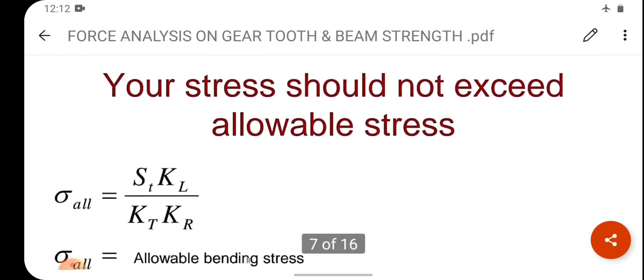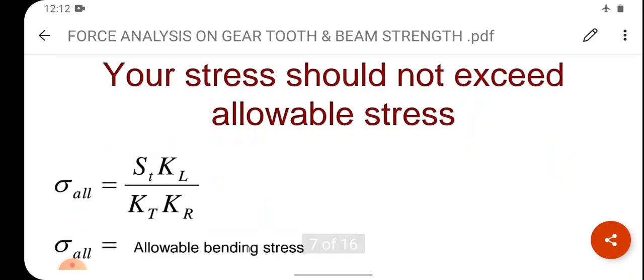So your stress should not exceed the allowable stress. The stress acting on the gear tooth should not exceed the allowable stress on the gear tooth. So sigma allowable bending stress is given as St into KL upon KT into KR.